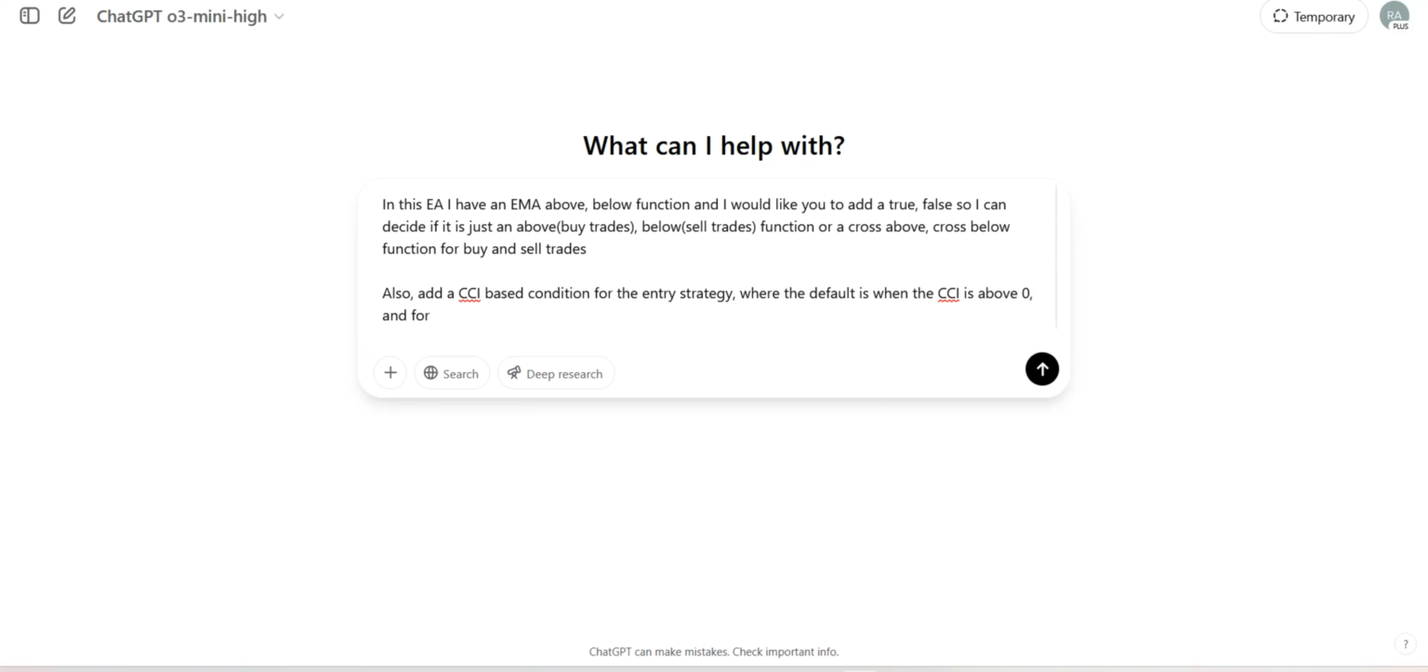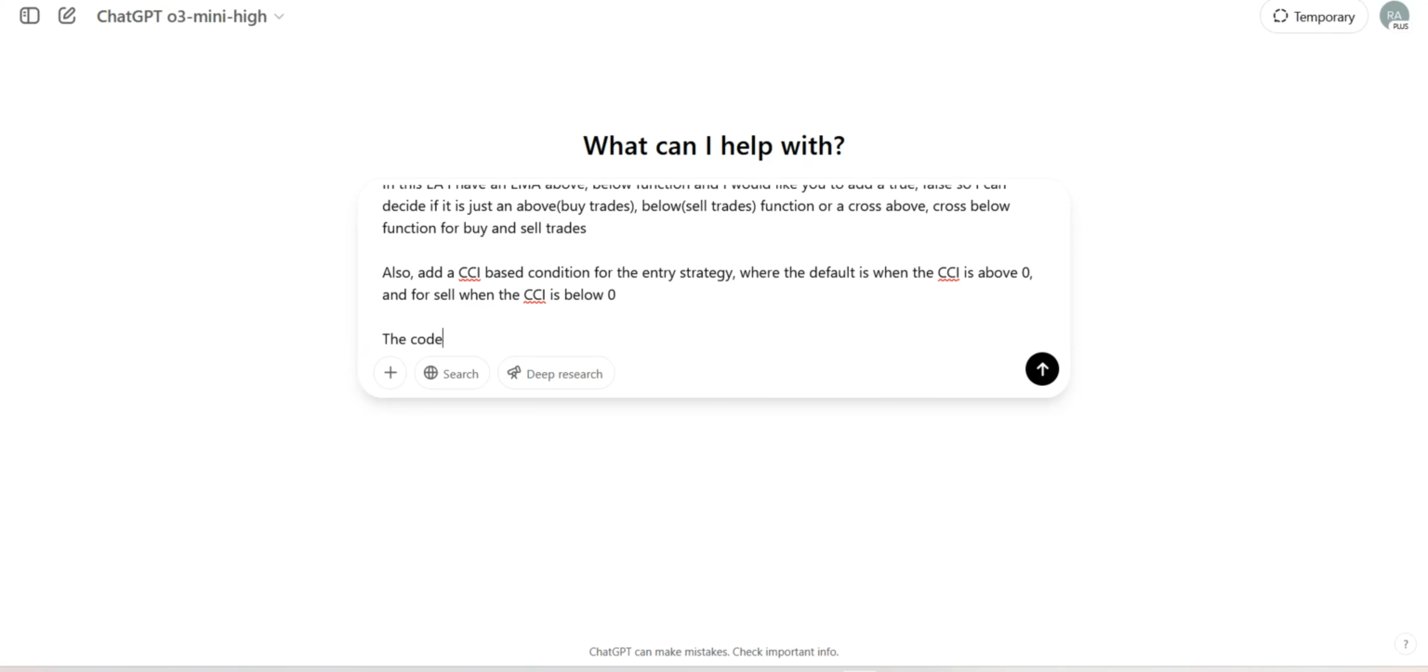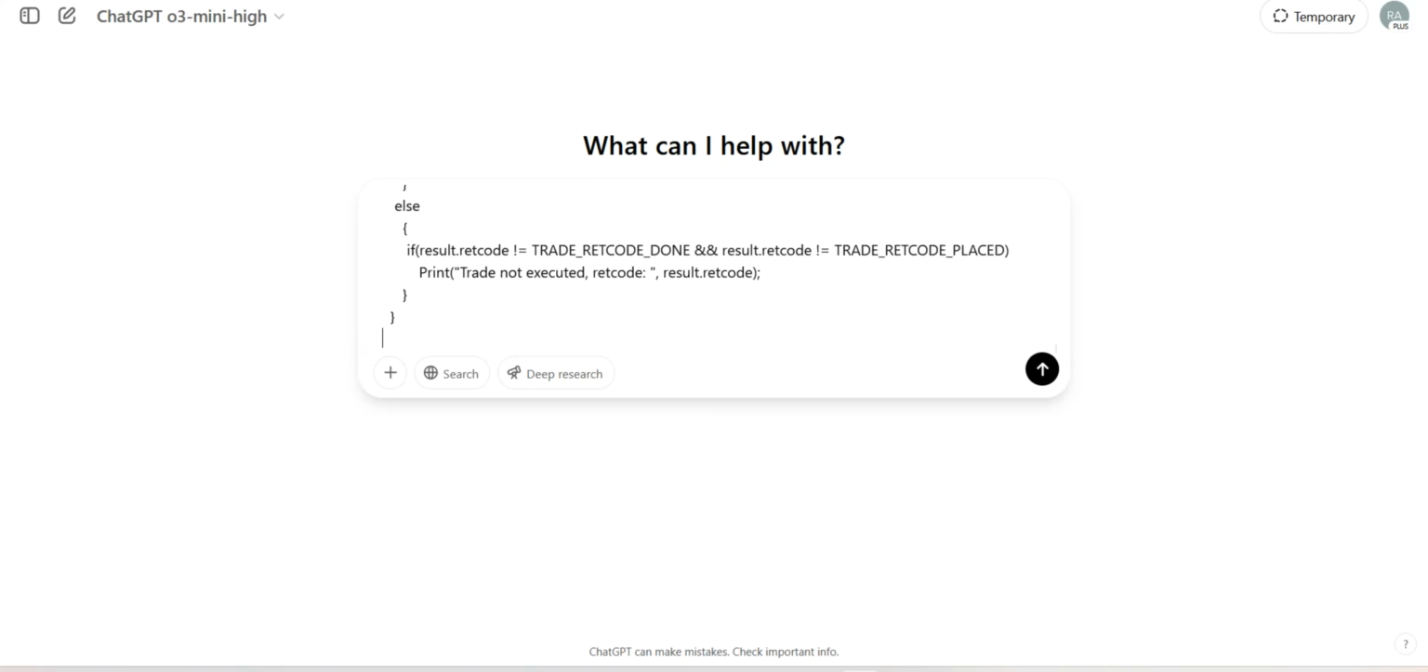and for sell when the CCI is below 0. Now it is going to know that the first condition is for buy. I am sure about this. Is here.